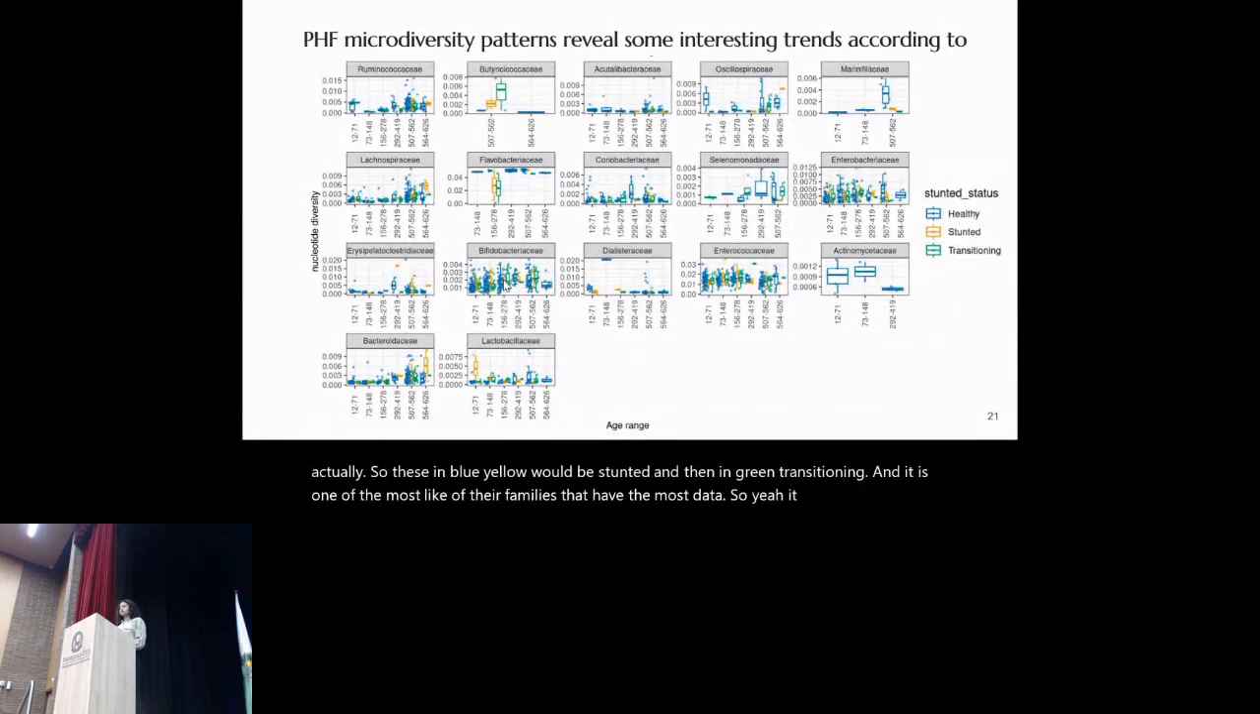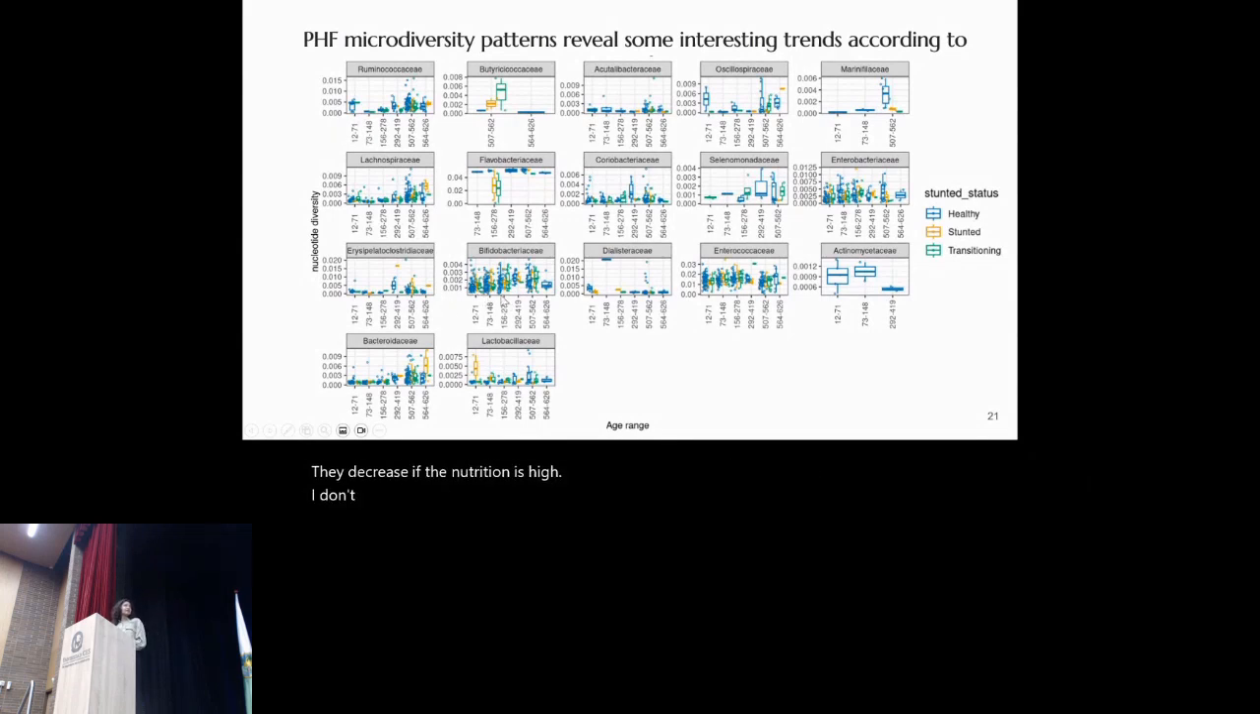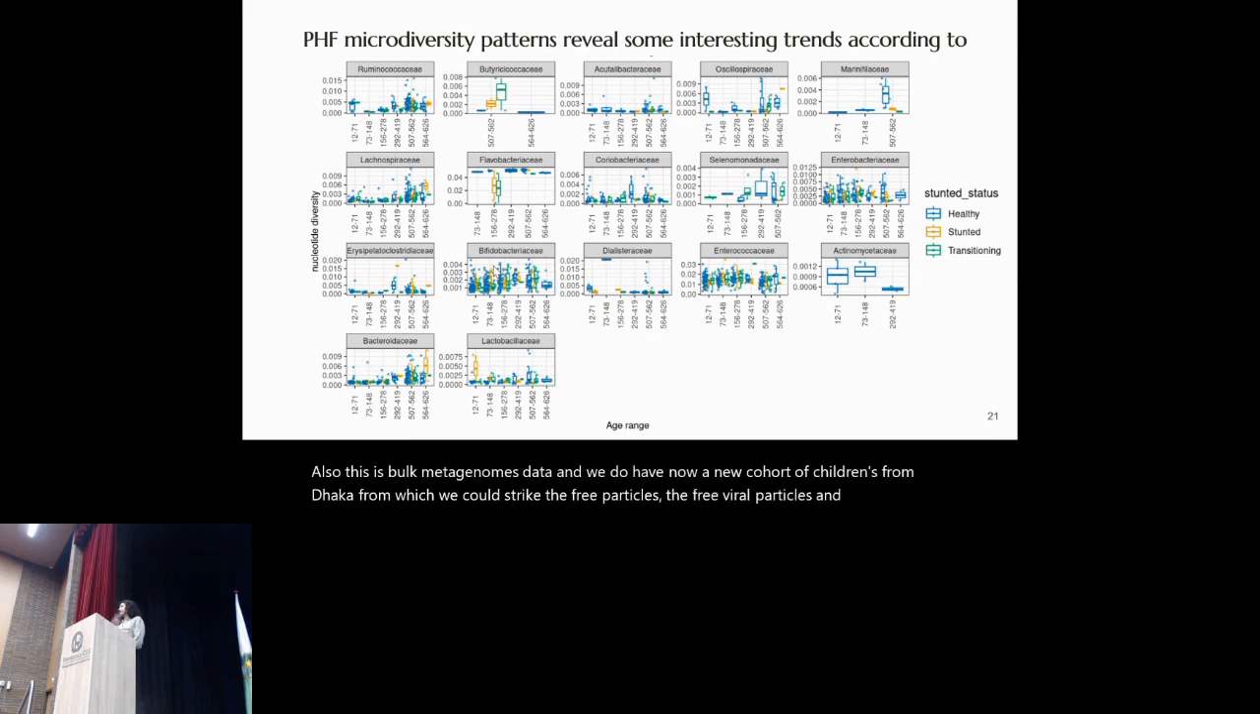Do they decrease if the malnutrition is high? I don't see that because we don't have any statistical differences in this data, but you can see a little bit that the yellow boxes have a different behavior than the healthy and transitioning boxes. However, this is not statistically significant, so we would like to look further into this data. Also, this is bulk metagenome data, and we now have a new cohort of children from Dhaka from which we could extract the free viral particles, and then look at the active viral portion, what is happening, and if there is more variation between the nutritional statuses in that data than in this bulk metagenome data.